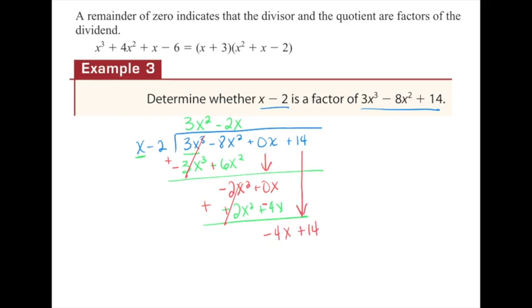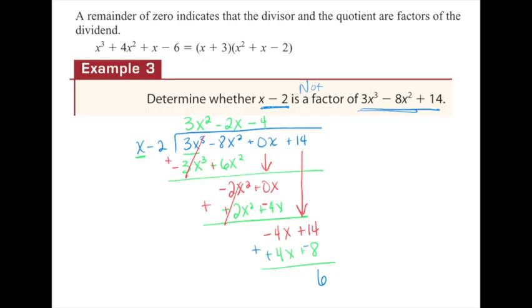What do I multiply x by to get negative 4x? Well, that's a negative 4. And then I'm going to multiply through. Negative 4 times x. Negative 4 times negative 2. And again, I am adding the opposite here. 14 and negative 8 give me a remainder of 6. So what does that tell me about what I divided by? This is not a factor of that. It is not a factor. But I still do the division.